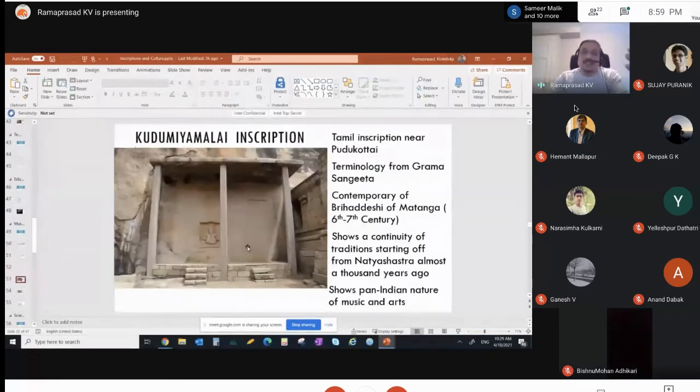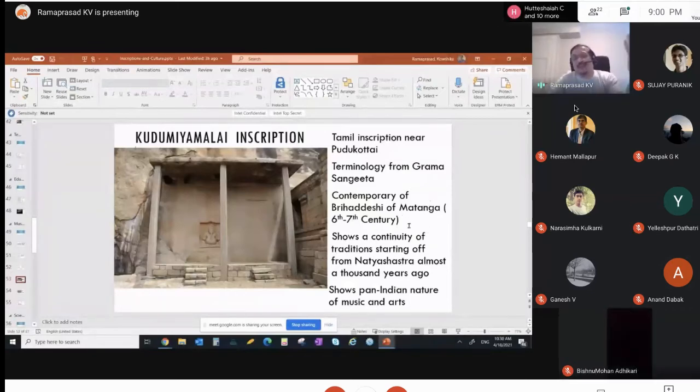This one is from Tamil Nadu, called the Kudumiyamalai inscription, a very famous one near Pudukottai. This is, I think, the only inscription that has a lot of musical content. It is from around the 6th, 7th century. It has the terminology of Grama Sangeeta that existed at that point of time. Very contemporary to Brahadeshi of Matanga, and shows a continuity from Natya Shastra to that point.